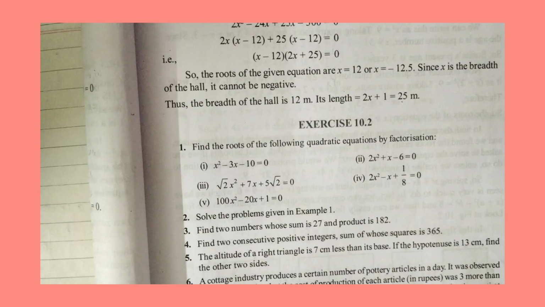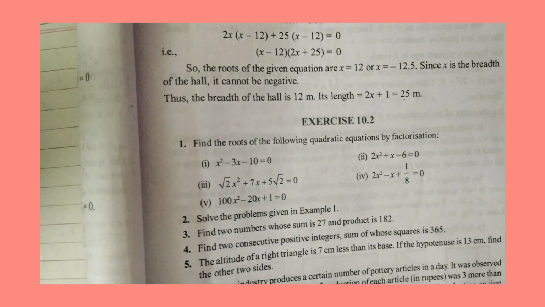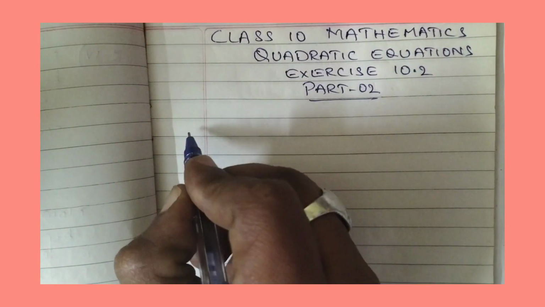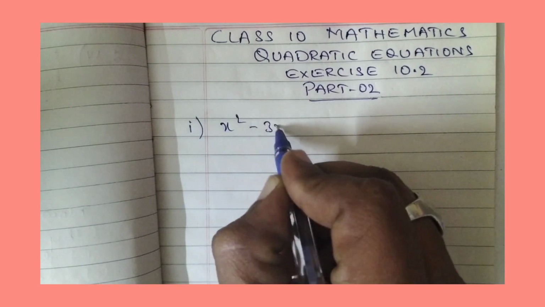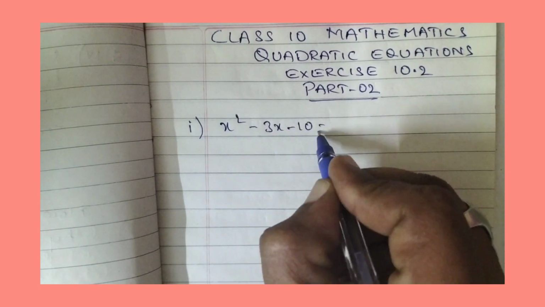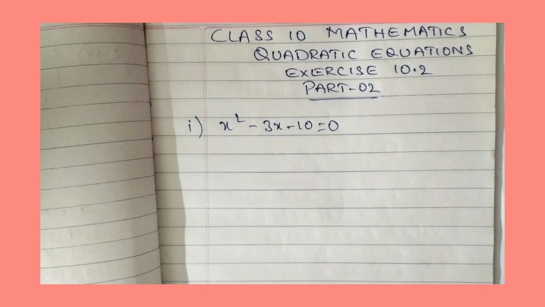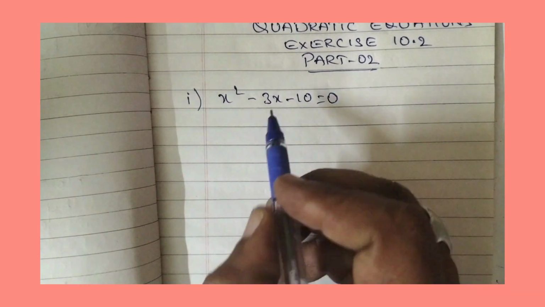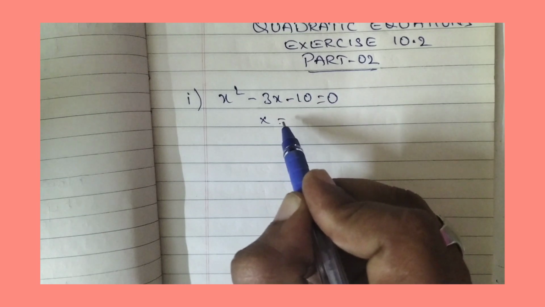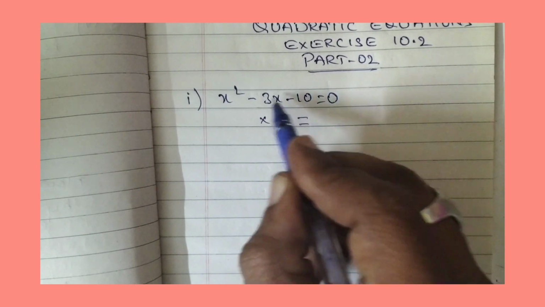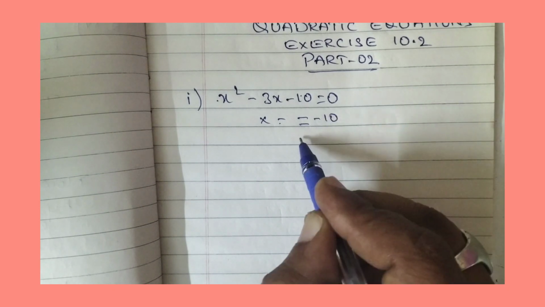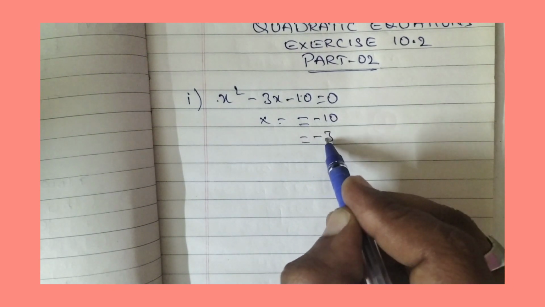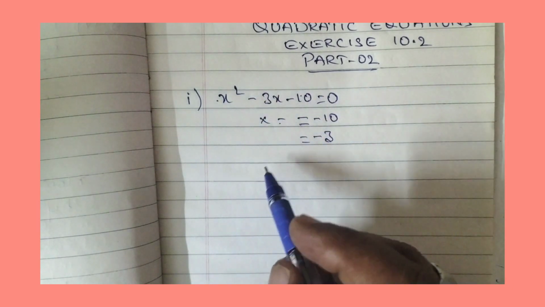So now let us factorize the given quadratic equation. The first question is x square minus 3x minus 10 is equal to 0. Now let us factorize it. If you multiply any two numbers, you have to get 1 into 10, which is minus 10. If you add or subtract, you have to get the middle number, minus 3.